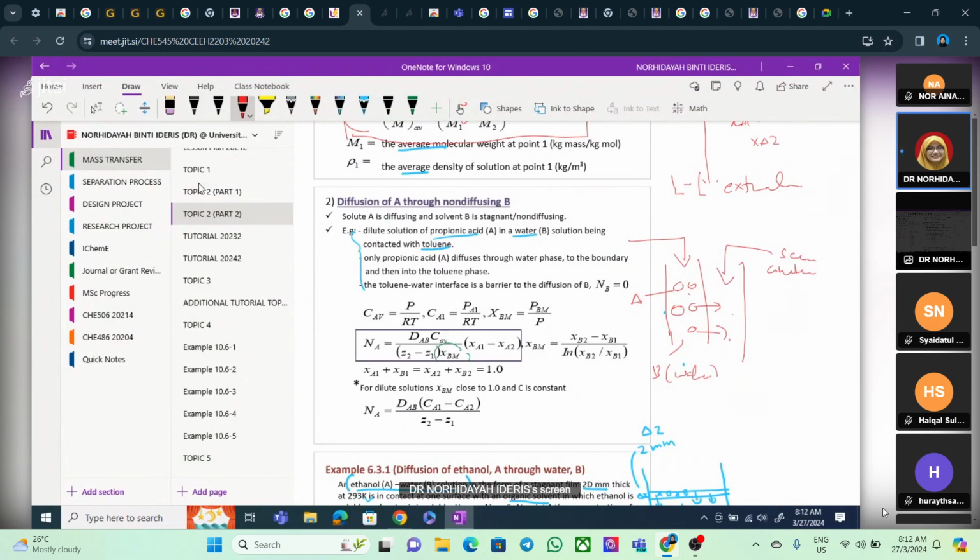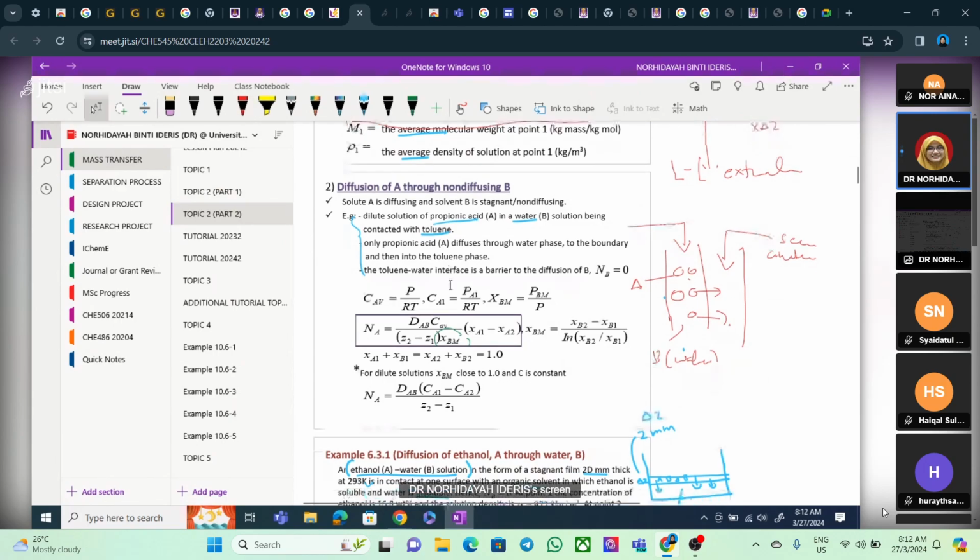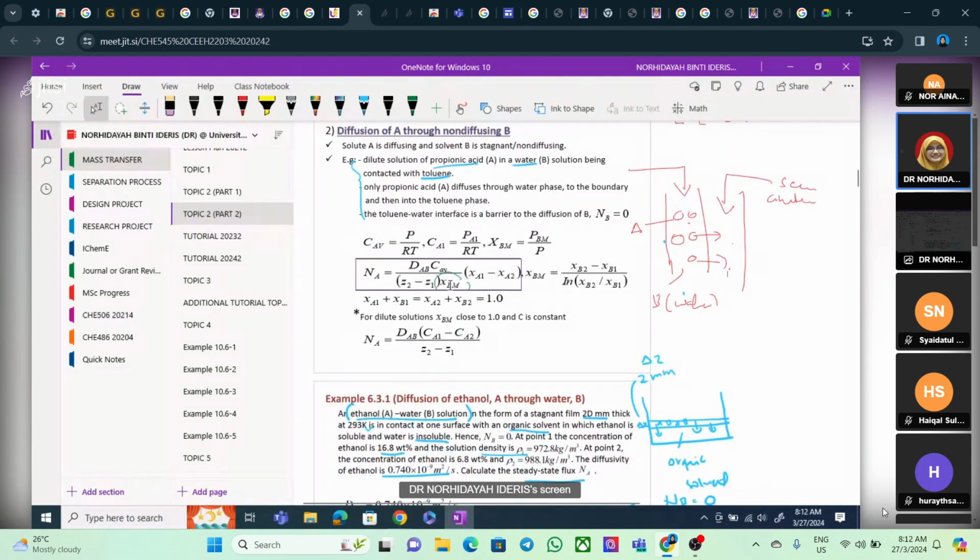Okay, for example like this. We want to separate propionic acid in water. So we put water in contact with toluene. Propionic acid has more affinity to toluene, so the mass transfer will occur. The diffusion of propionic acid will occur in a liquid phase, crossing from the water to the toluene. So the separation takes place.